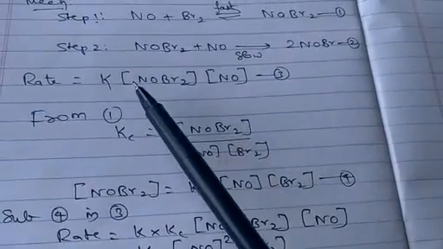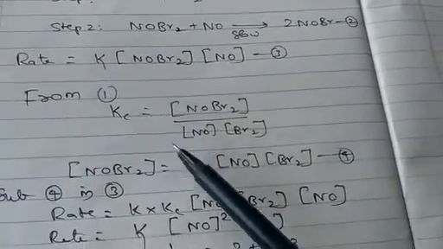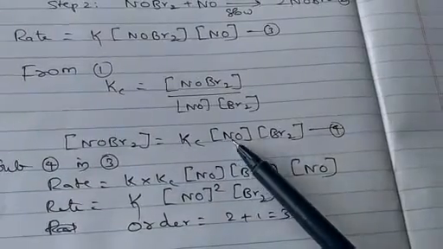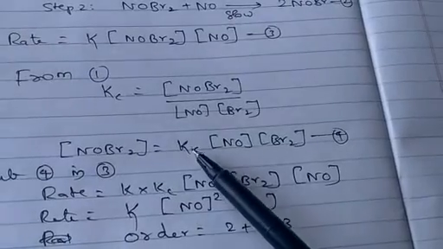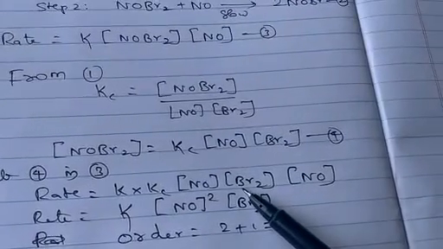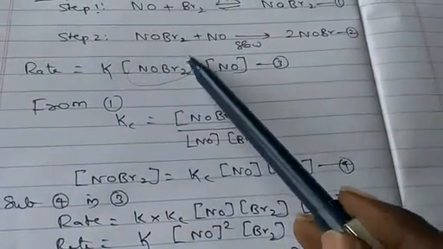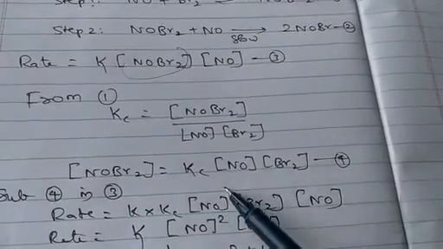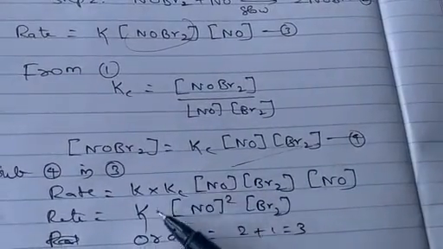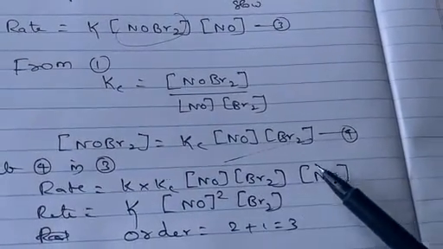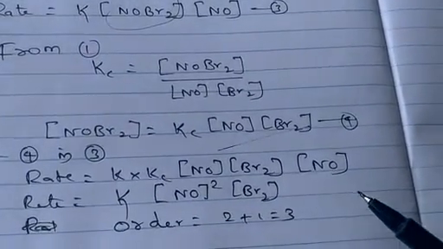Now I take that step again: rate is equal to k into NOBr2 and NO. This NOBr2 I am substituting: NOBr2 is equal to Kc into NO into Br2. So instead of NOBr2 I substitute Kc into NO into Br2, and we have NO again. So constant into constant is again a constant. NO into NO gives NO square, and Br2. So the order of reaction is 2 plus 1 equal to 3. So this is a third order reaction.